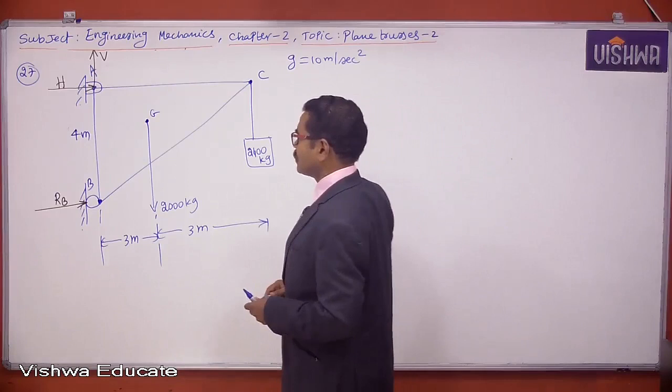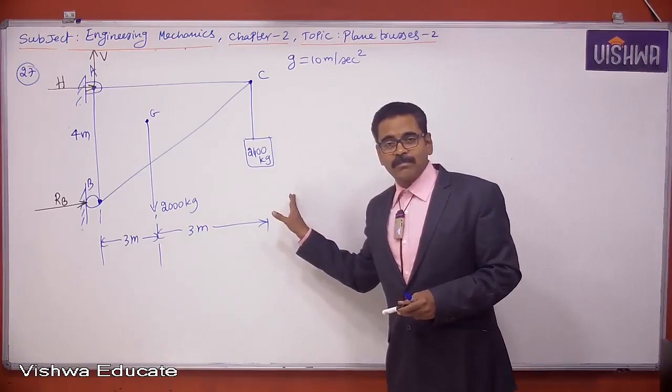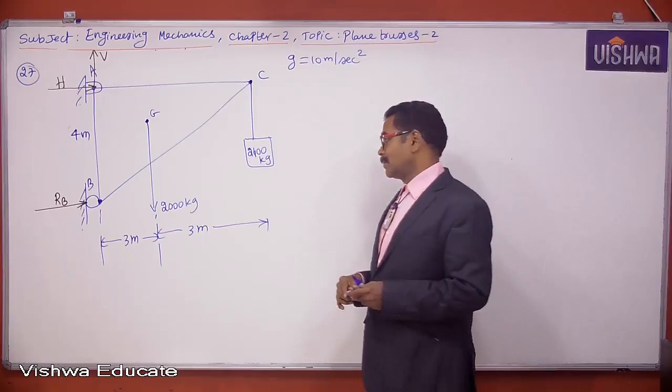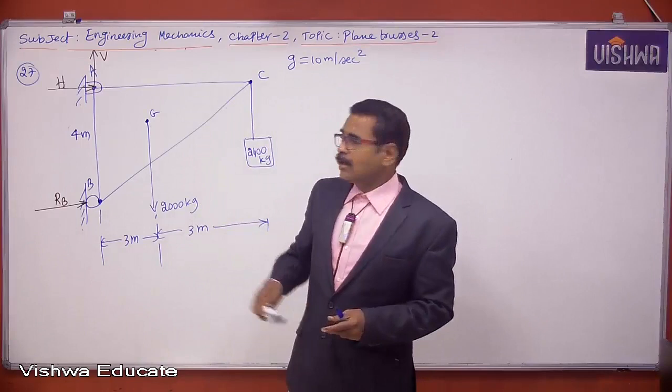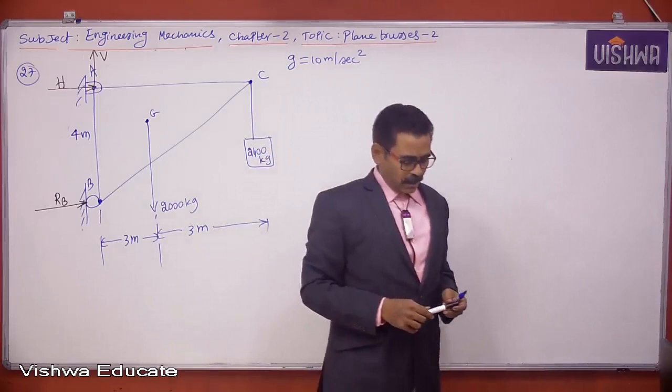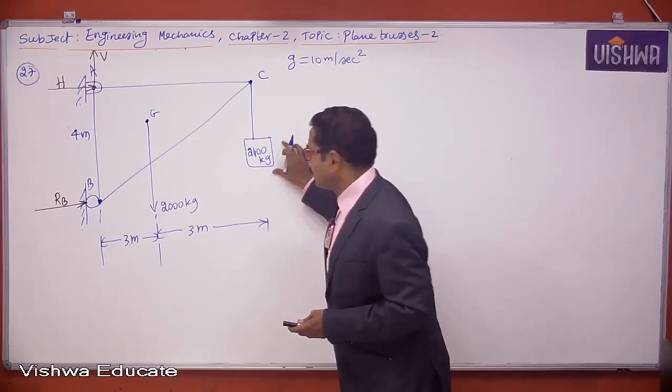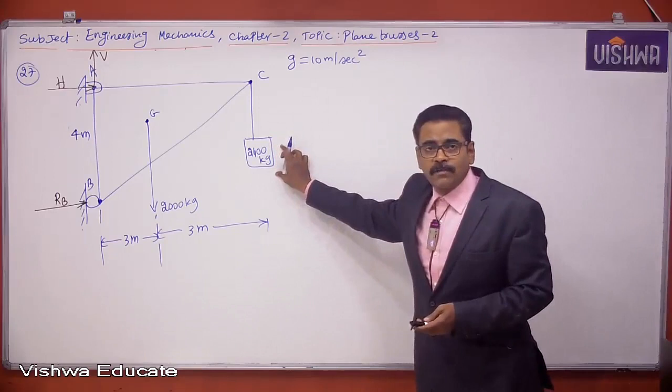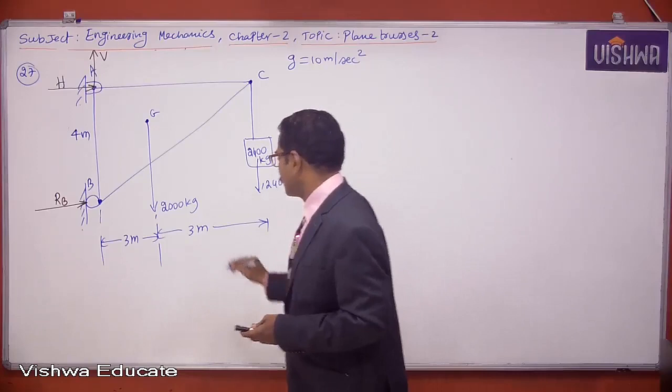Actually this problem is based on the method of moments. Here we don't use any concept of trusses. So write down, on taking moments about A, I can bypass V and H. I need not worry about V and H. Only one unknown will be there, and that unknown I can find. On taking moments about A, first, what is the moment because of this 2400? Because of this 2400 weight, the force will be 2400 times g. Here, 2000 times g. This kind of force will be induced.